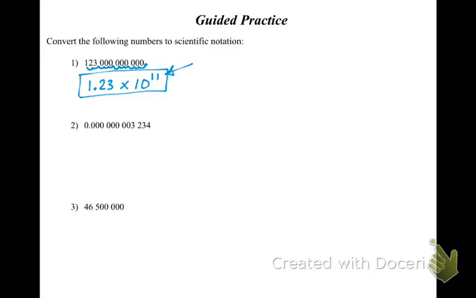Taking a look at the next one, we have an itty bitty little number. So we got 1, 2, 3, 4, 5, 6, 7, 8, 9. So 3.234 times 10 to the negative 9th. Remember, our exponent is negative because our number is much, much smaller than 1.